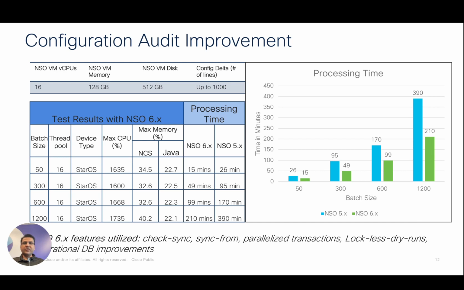Here also the test bed is the same. The only thing is we have taken devices which have large configuration, almost 70K to 80K lines of config, and they have a delta of up to 1000 lines of config. In the config audit use case as well, we have observed a 40 to 50% improvement in the overall performance.